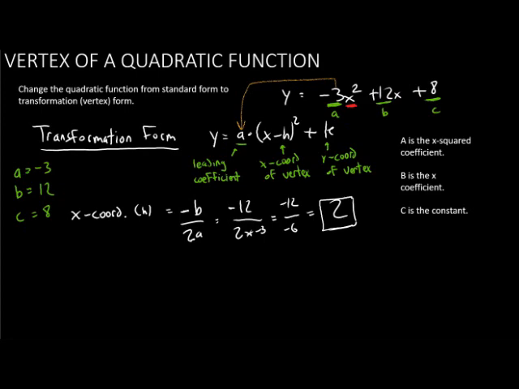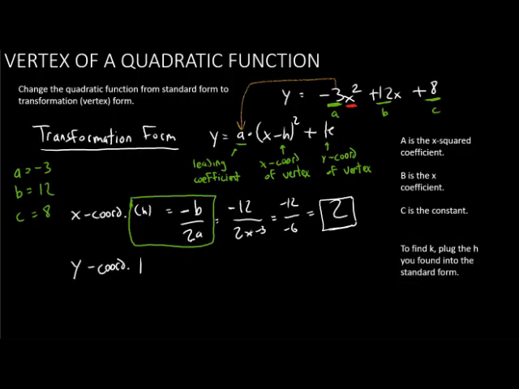So always remember that our x-coordinate h will always be negative b over 2a. If you know what b and a are, we can find the x-coordinate in just one step. Now we can get the y-coordinate. In order to get the y-coordinate, that's k, we plug in the h we just found into the standard form. We'll rewrite our standard form, but instead of writing an x, we'll write a parentheses instead. Inside that parentheses, we'll now place the h value we found, that's 2.